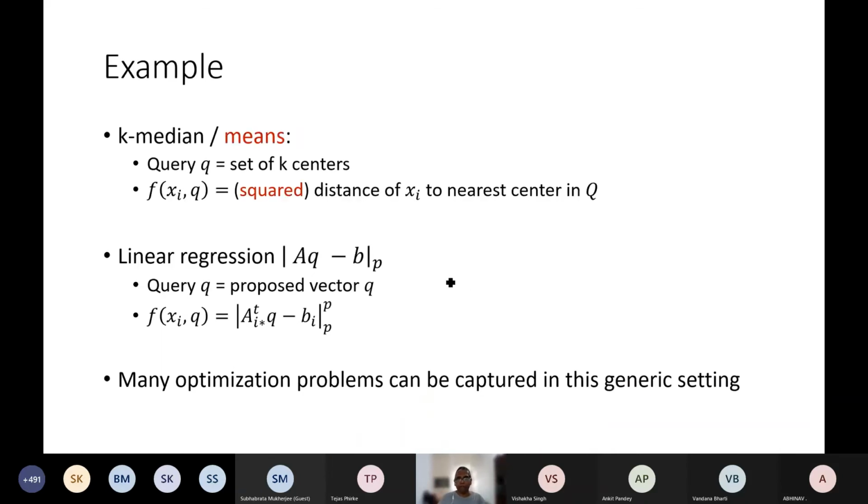Now, again, so we are saying that f of Q is equal to summation of f of xi, Q, summation over i. For k-means, we have gone over this. I'm just reiterating it. F of xi, Q is the squared distance of xi to the nearest center for the query Q. This should have been a small q. For the linear regression, the pth norm linear regression now, f of xi, Q is the loss of the ith point, according to this pth norm. Many optimization problems can be captured in this generic setup.